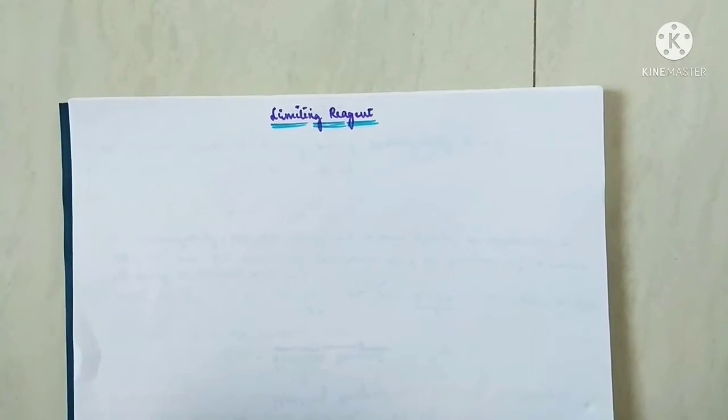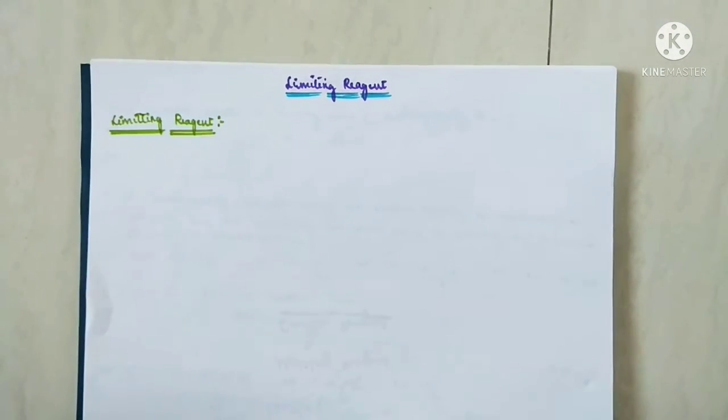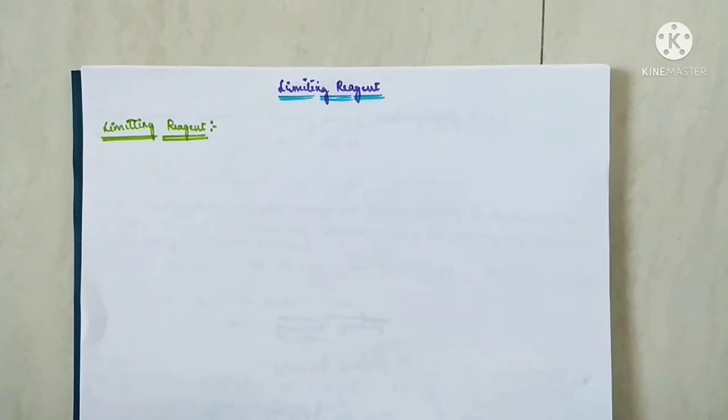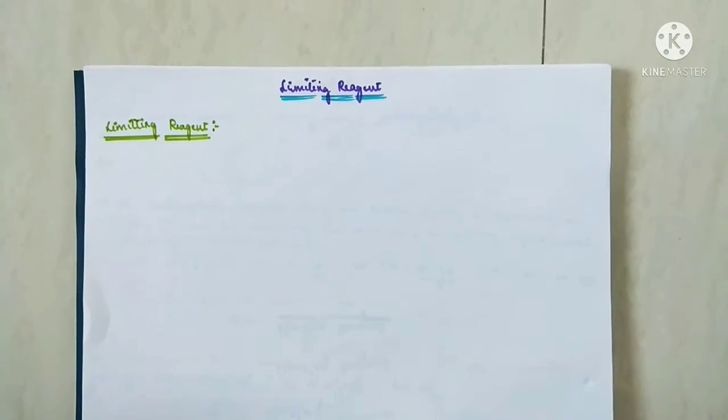So in this video we're going to learn about the limiting reagent. So let's get started. The reactant which gets consumed first and decides the amount of product formed is called the limiting reagent. So let's write the definition.